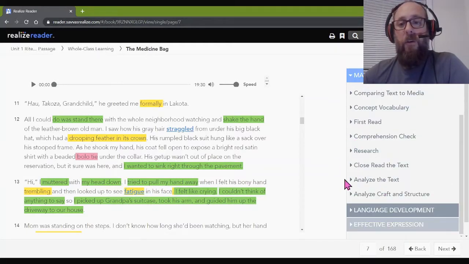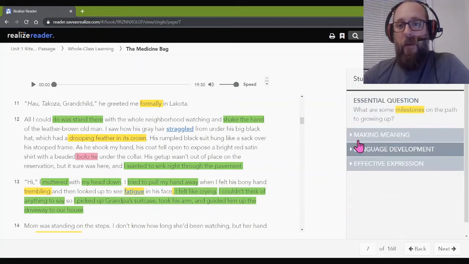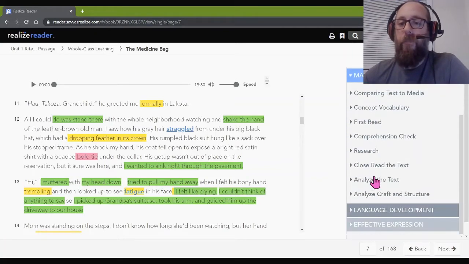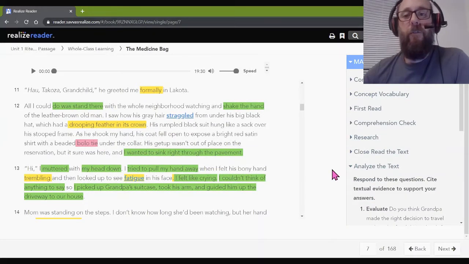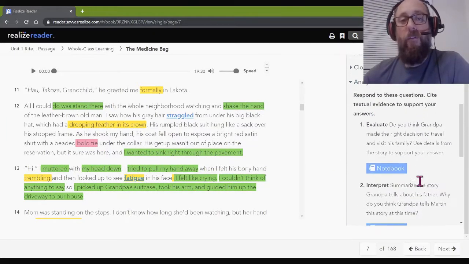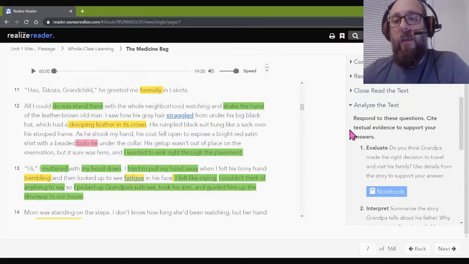And today what we're going to do is focus in making meaning on analyzing the text. So if you are here, click on making meaning. Then click on Analyze the Text, and let's look at our instructions for today. So, pretty straightforward. I think you'll like this. It says, respond to these questions. Cite textual evidence to support your answers.